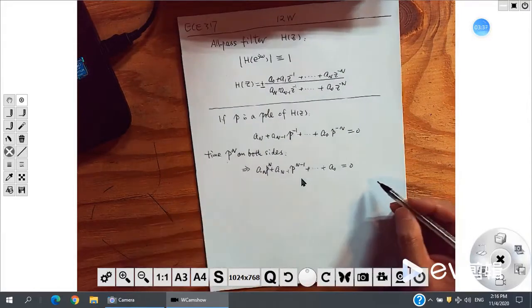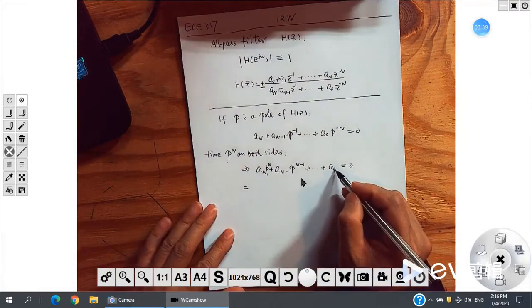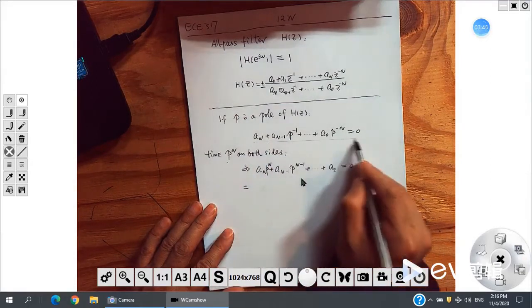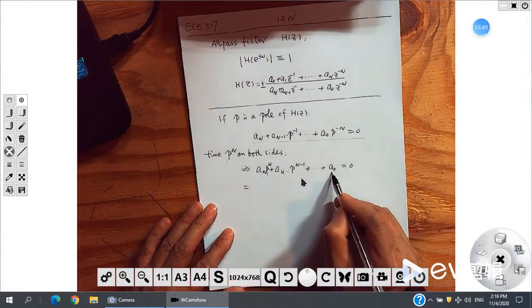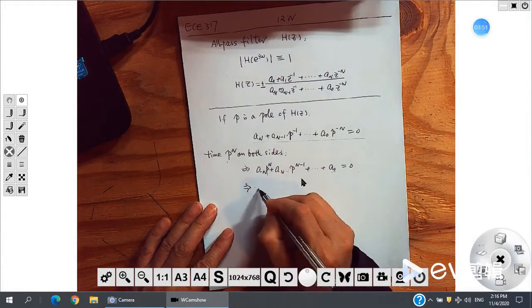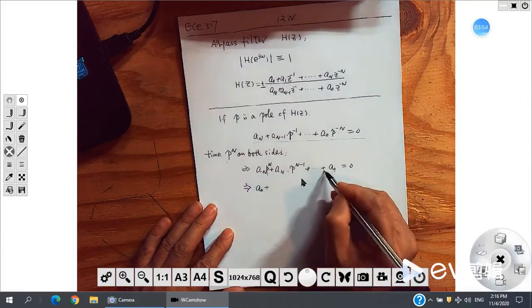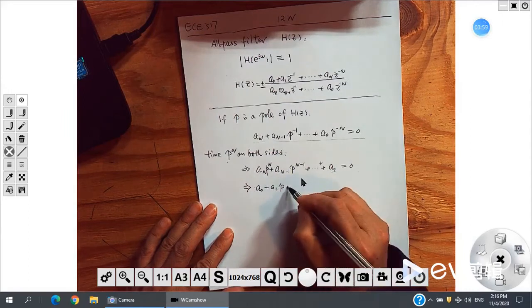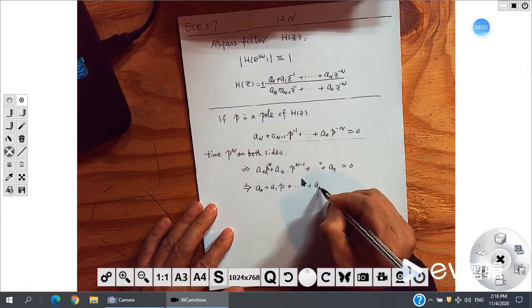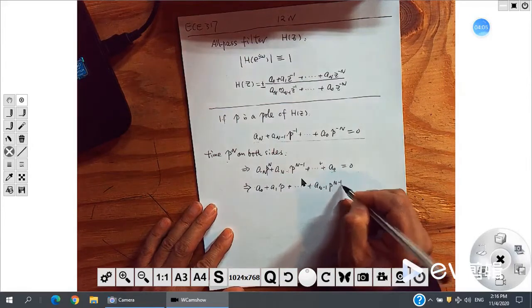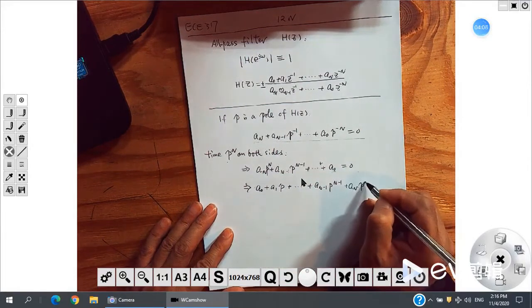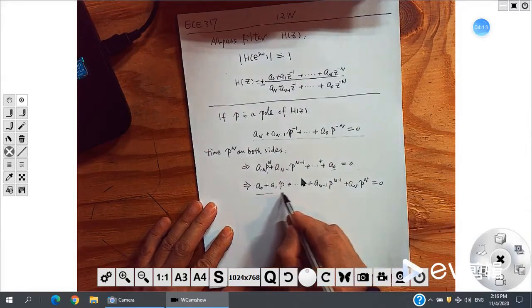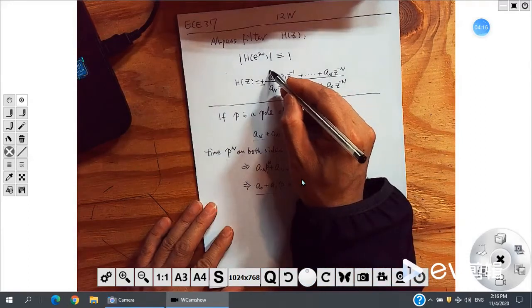Okay, let me reverse the order. Now this constant turns out to be A0, right? This is coming from the denominator. The constant was AN, now the constant is A0. I put A0 in the front, A0 plus the next element, which should be A1 times P, plus until A N minus 1 P to the N minus 1 plus A N P to the N equal to 0. So you see, now the order of the coefficients is the same as the numerator part.